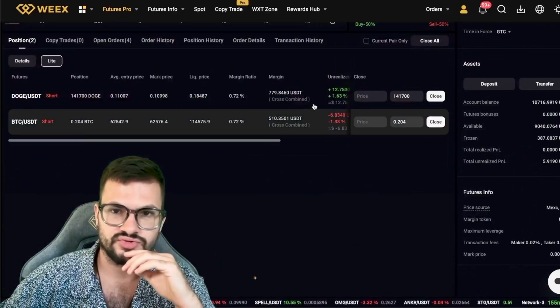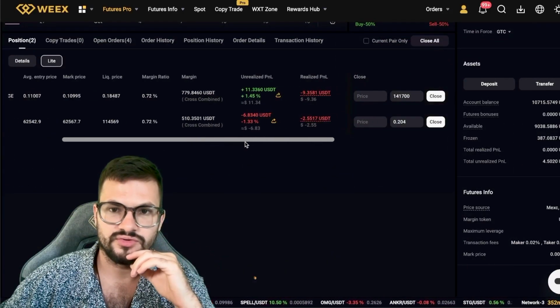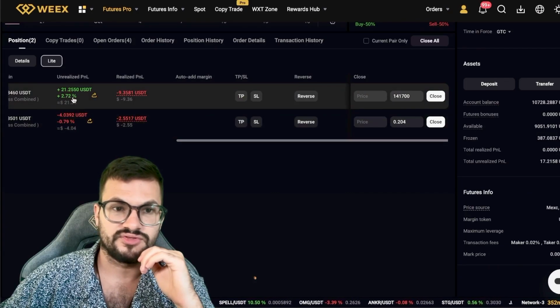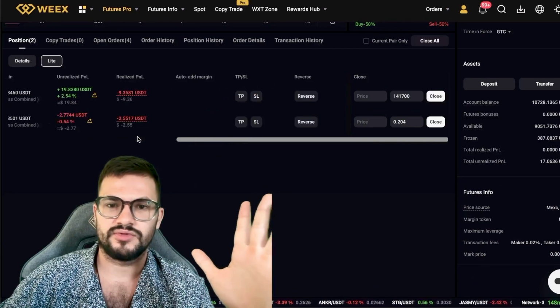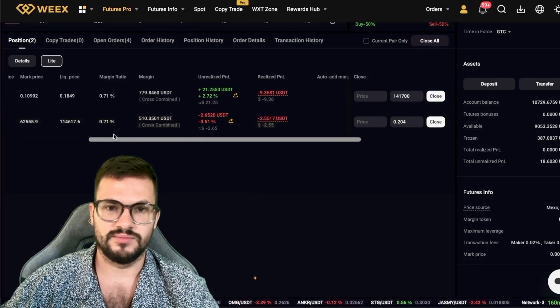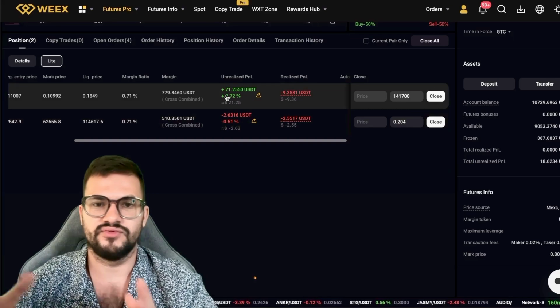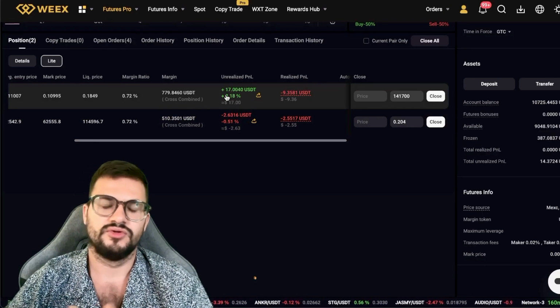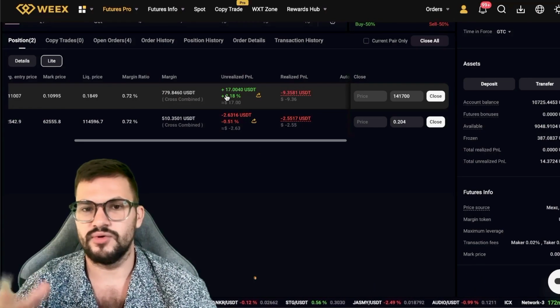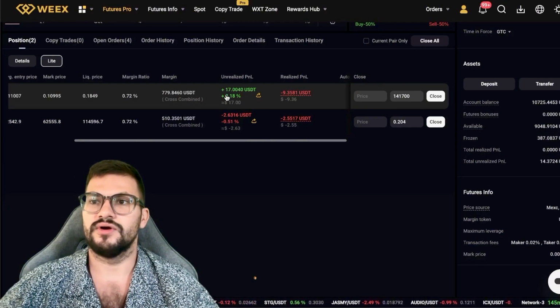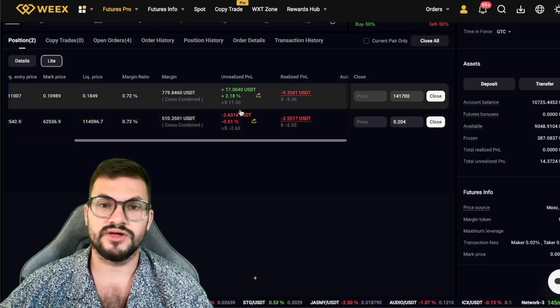Let's check out my positions here. We can see already I'm on Doge, already $11 in profit here, $17, $22 in just a matter of minutes, guys, without risking too much. My stop loss is just $140 on Doge, so I can only lose $140, but I already made $20 right now, and I will probably close the trade very soon. So I'm already making quite good gains here.